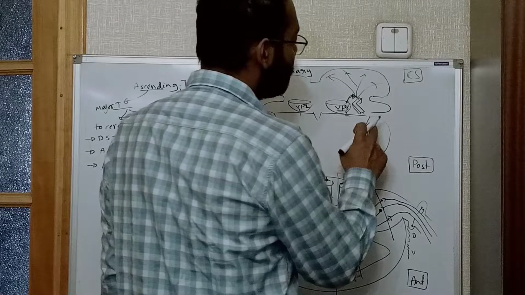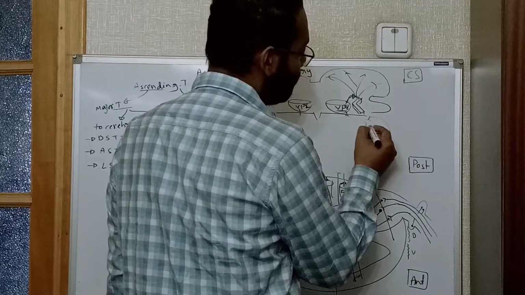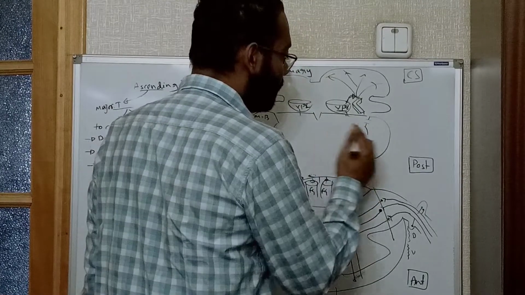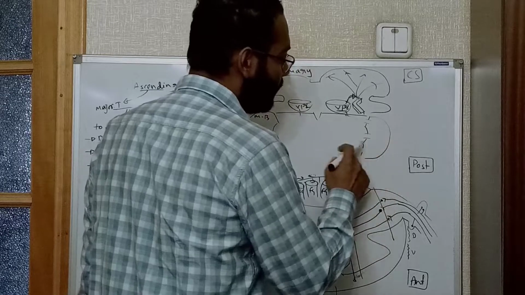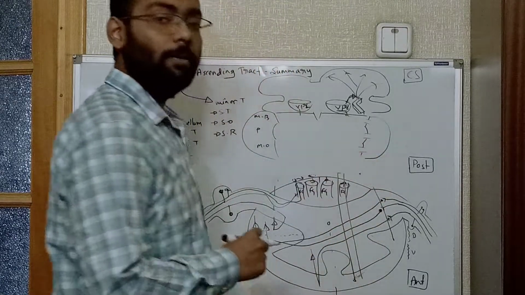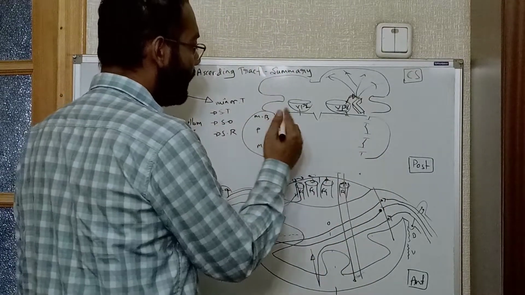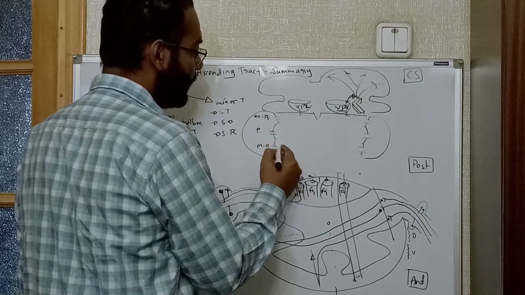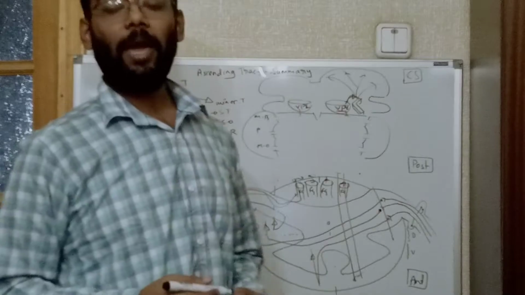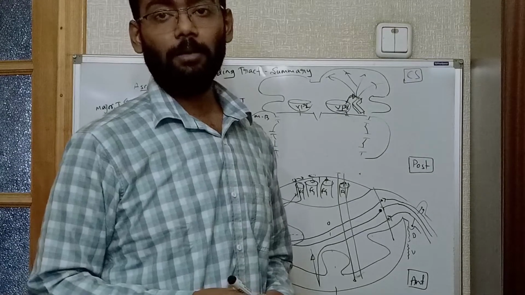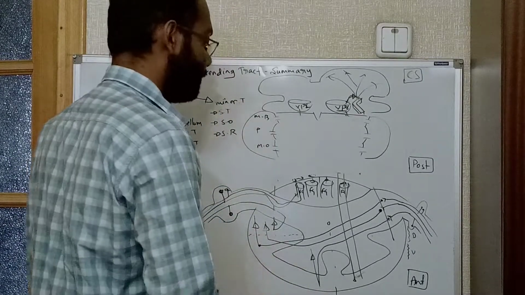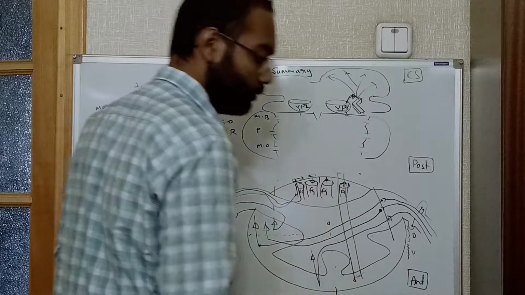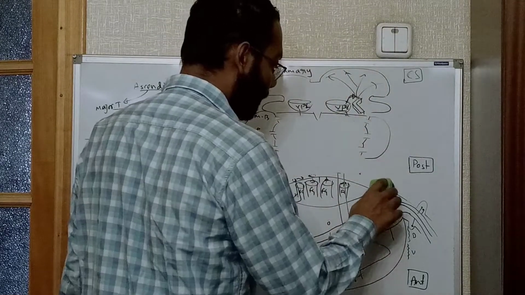And you guys know this is our superior cerebellar peduncle. This is our middle and this is our inferior cerebellar peduncle. Same thing will happen on the opposite side. So one can say we have three pairs of cerebellar peduncles. Clear? Okay. Now, let's come here.